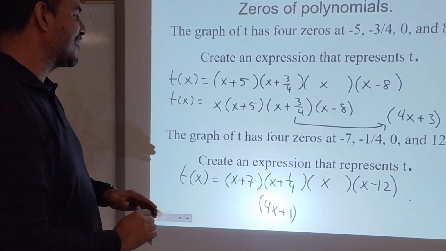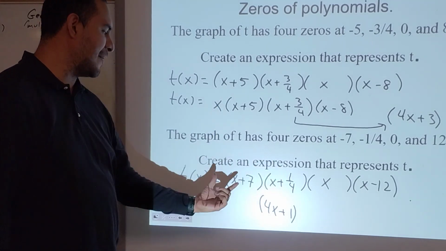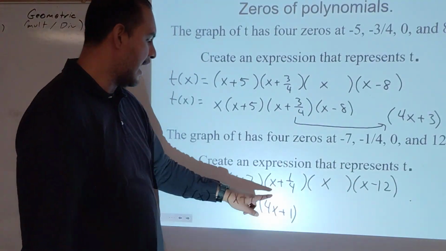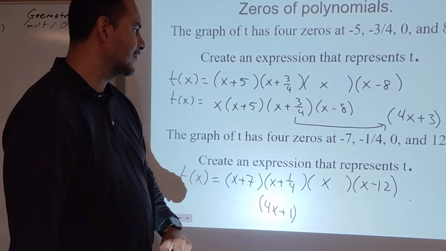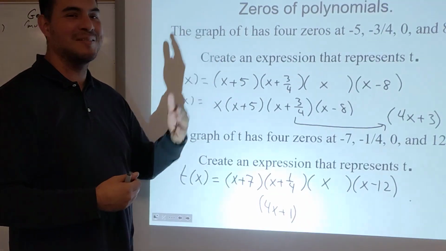I didn't have enough space to write the bottom part, but for this last part, you could rewrite it as x times x plus 7 times x plus 1/4 times x minus 12. And remember, the x plus 1/4 can also be written as 4x plus 1. Okay, hopefully that helps finding the factored form given the zeros of a polynomial.